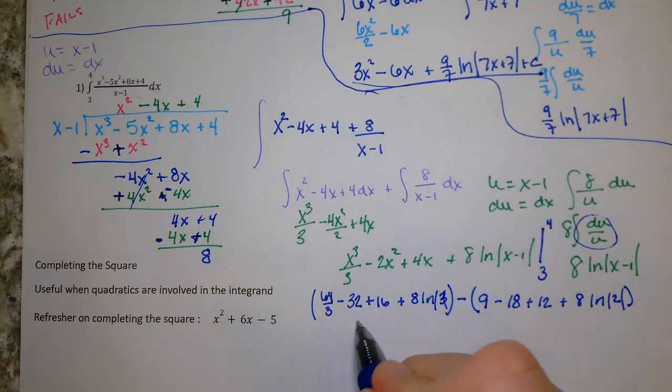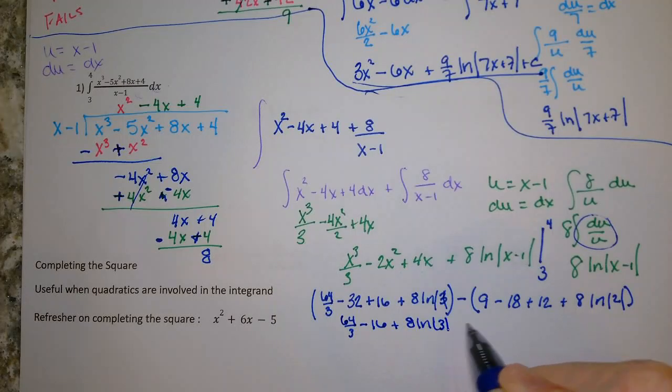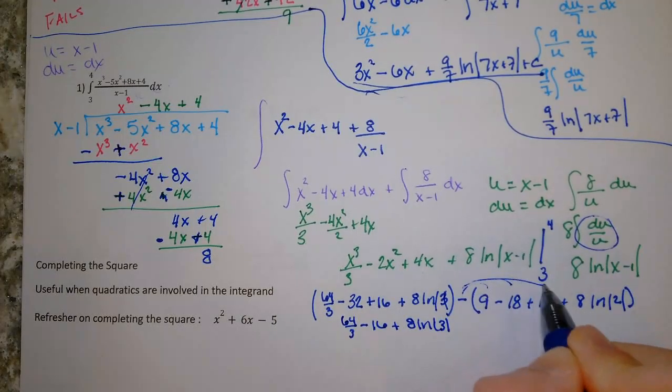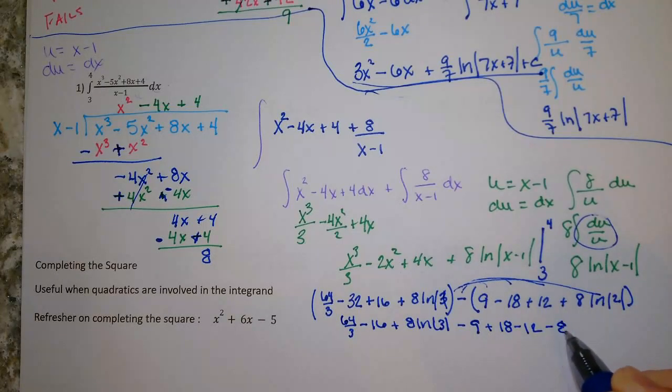I don't know how far I'm going to go here. 64 thirds. Negative 32 plus 16 is negative 16 plus 8 ln of 3. Distribute this negative. We've got minus 9 plus 18 minus 12 minus 8 ln of 2. And then again, I would just put my like terms together. And just for the sake of moving along here, I'm probably going to skip that part, but I know you know how to put like terms together.